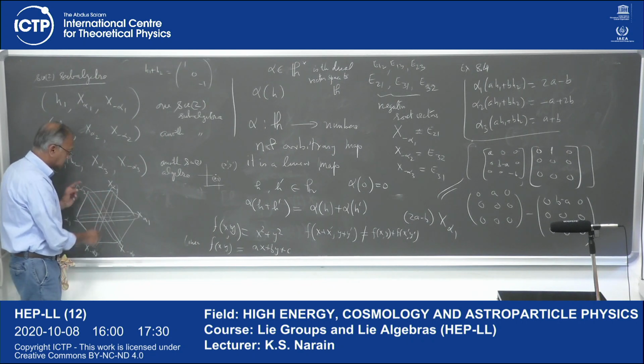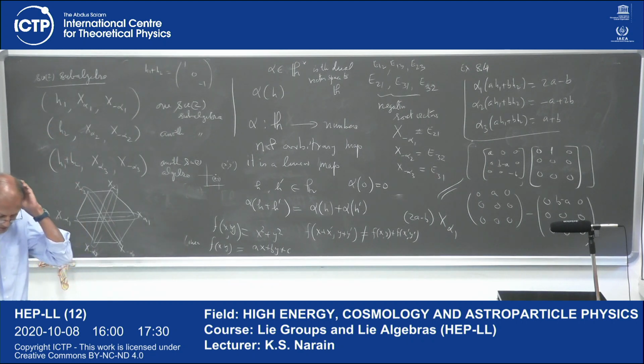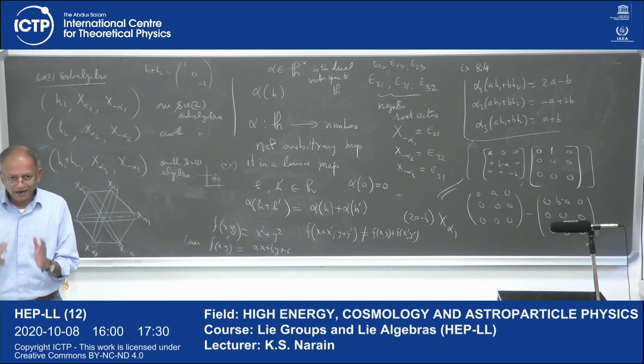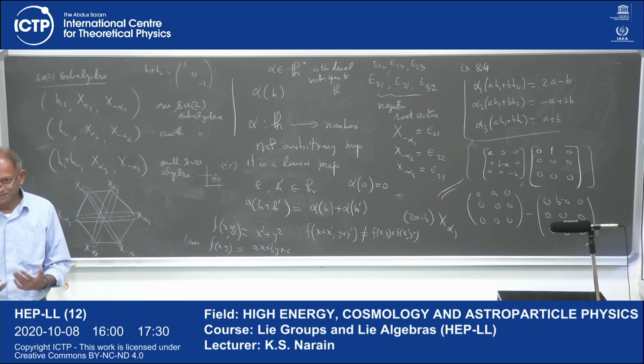Okay. And so on. The other thing we noticed yesterday, I'm just summarizing again, is that if I take a commutator of any two of these eigenvectors, then the result is going to be another eigenvector whose root will be the sum of the two roots.